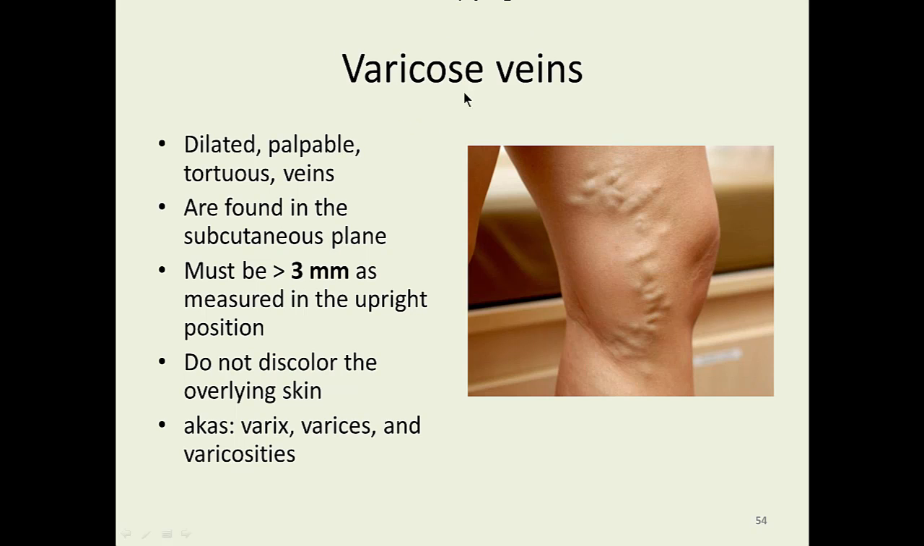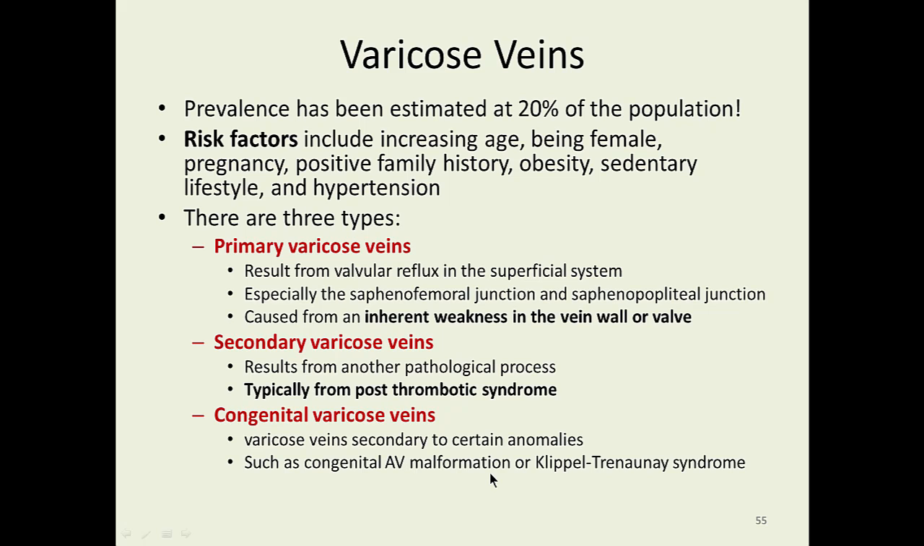And of course, varicose veins, we can get into a whole lecture on varicose veins. Again, they're dilated, palpable, tortuous veins. They're in the subcutaneous plane, must be greater than 3 millimeters in upright position. Here's the key though, they do not discolor the skin. There's some AKAs for them. Everybody calls them varicose veins, I think. So they're found in 20% of the population. Oh, good Lord, that's a lot of people.